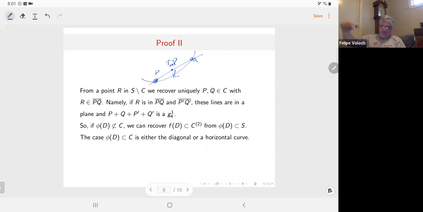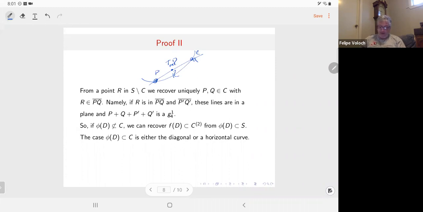So I have a point in a line. This line is secant to the curve, so there are these 2 endpoints. The line is secant, which means there's a line from P to Q, where P and Q are points on the curve C. And I claim I can recover P and Q from R.